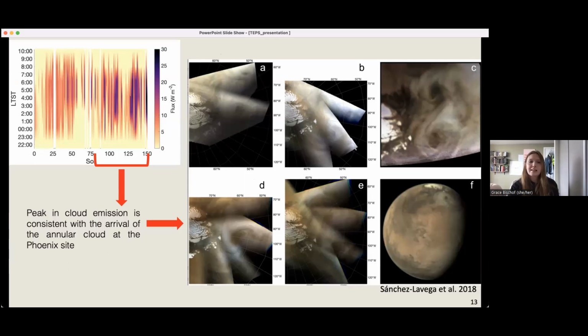Another interesting thing is that the peak in cloud emission towards the end of the mission from about Sol 90 onward is actually consistent with the arrival of the annular cloud at the Phoenix site. So the annular cloud is a reoccurring cloud phenomenon that happens every year in the northern polar region of Mars. And this cloud has been studied extensively from orbit. And the same year that the Phoenix mission was happening, it was noted that it arrived at the Phoenix landing site around Sol 90. And so that is reflected in this cloud record as well.